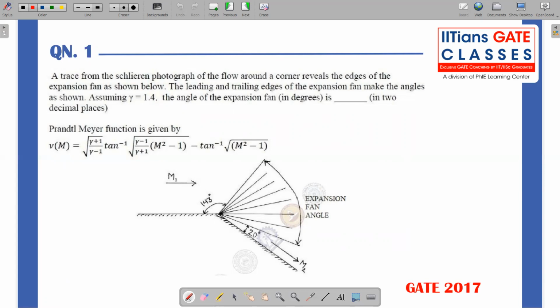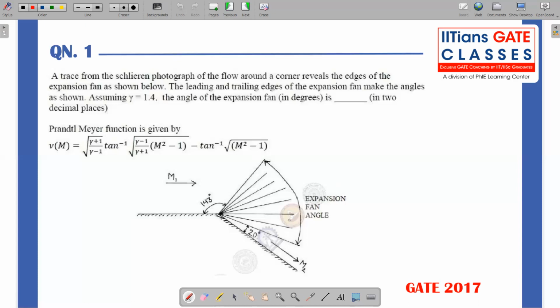So keep in mind, while reading the question, please also take note of these key points: what they are actually asking, and in how many decimal places they want you to put the answer. These are the parts you have to practice. Okay. So they have also given the Prandtl-Meyer function. The functional form of the Prandtl-Meyer function is given to you as a function of Mach number and gamma, right?